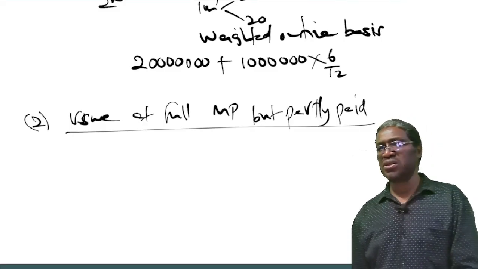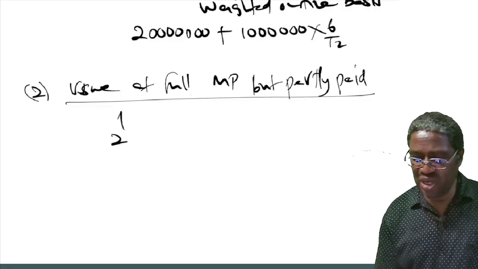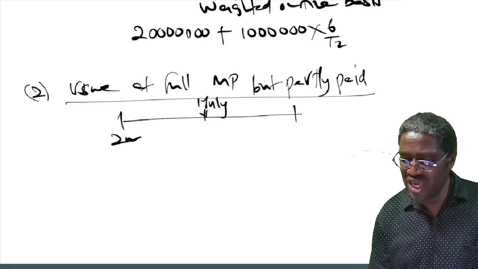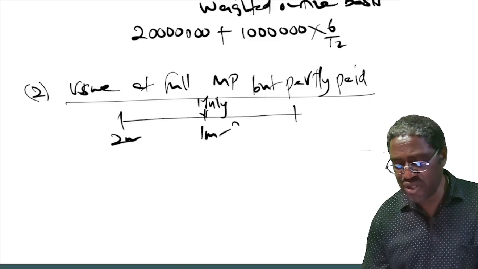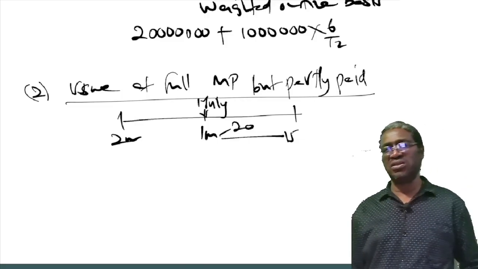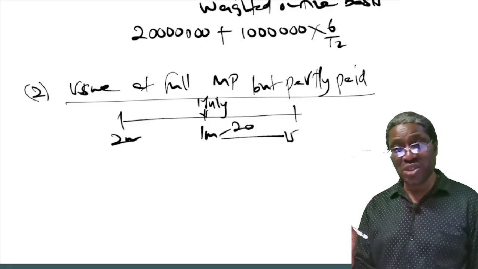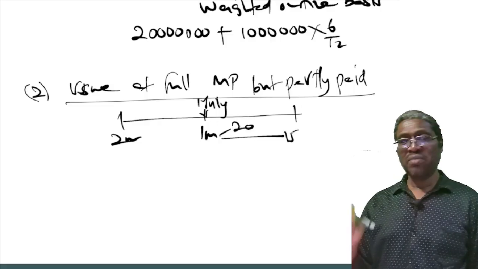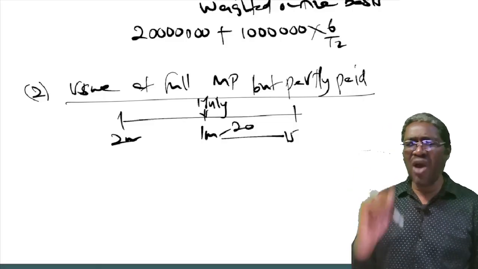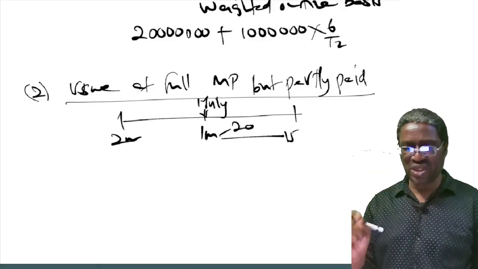So at full market price and partly paid. Meaning, again, we could have begun the year with 2 million shares, but come 1st July, we issued 1 million shares whose market price was 20. But at the end of the year, these guys had only paid me 15 shillings. I issued 1 million shares at a market price of 20, but come the end of the year, these guys had only paid me 15. How do I use them for purpose of computing the weighted average number of shares?